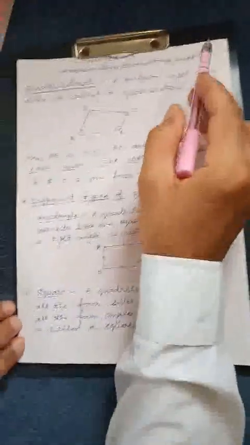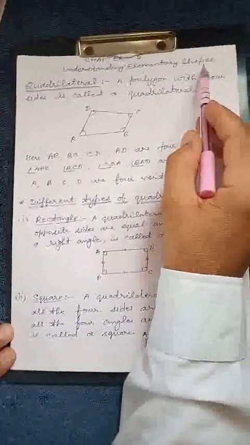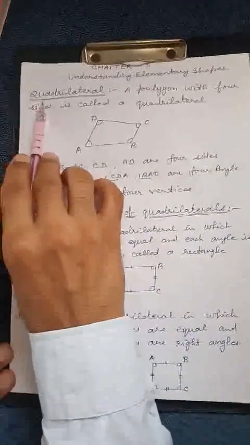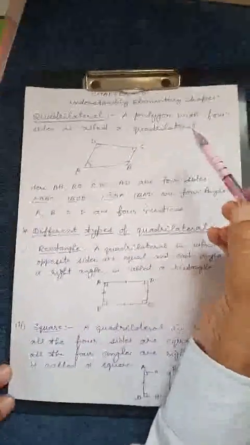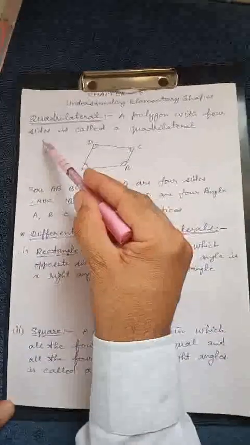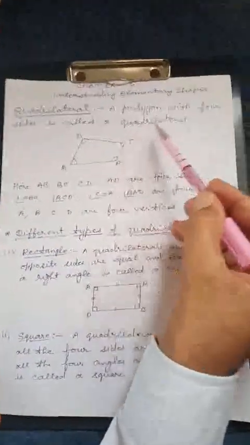Hello students. Our today's topic is understanding elementary shapes. Under this section, we will study first of all the quadrilateral. What is a quadrilateral? A polygon with four sides is called a quadrilateral.